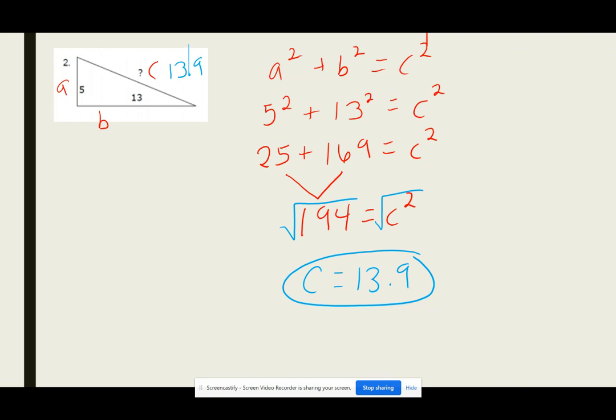Now, a good way to double check to see if you were right, you can substitute 13.9 back into the equation. But also looking at the picture, that hypotenuse should be longer than the other two legs. So 5 and 13 are smaller than 13.9.